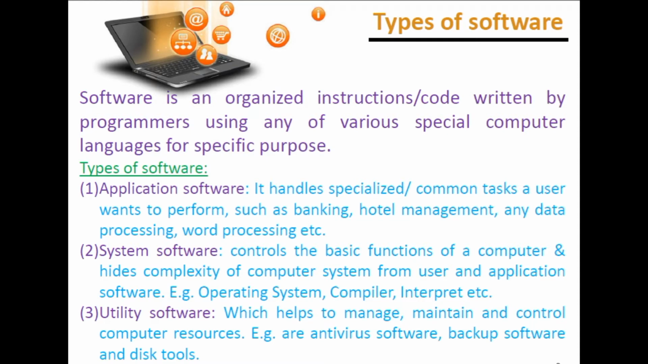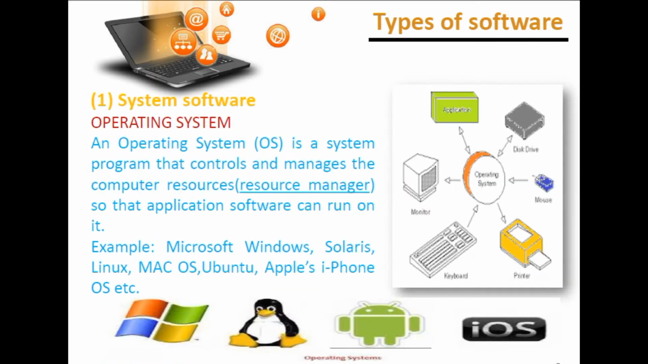Second, system software. System software controls the basic functions of the computer and hides the complexity of the computer system from the user and application software. Examples are the operating system, compiler and interpreter. These are categorized under system software. The third is utility software, which helps to manage or maintain the control of programs and computer resources. Examples are antivirus software, backup software and disk tool software.